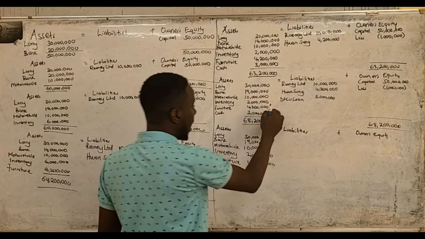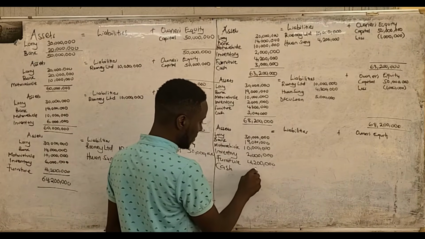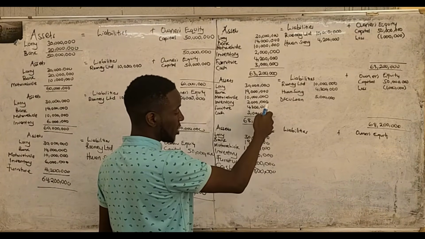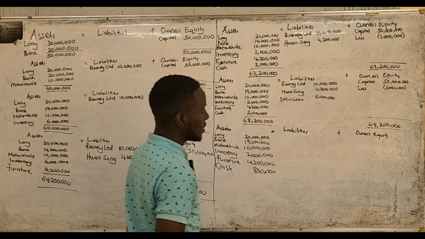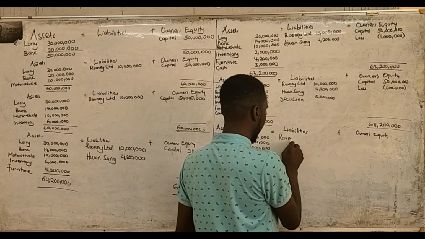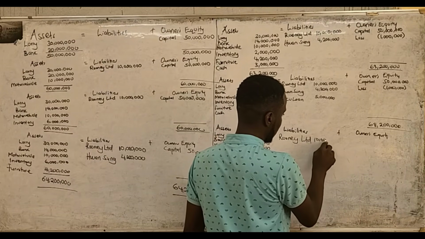So if we paid him by cash, that means our cash is going to reduce. So therefore, our cash will become 800,000. Remember, we are paying 2,200,000. So that means it's going to become 800,000. Then we shall come here and we say, Rooney Limited will remain with 10 millions.